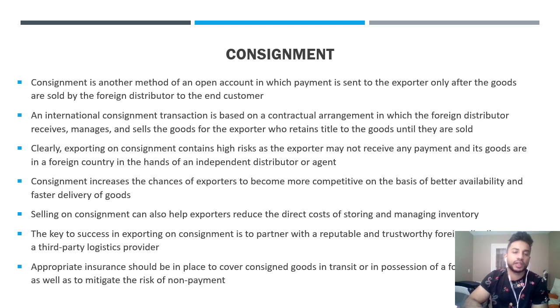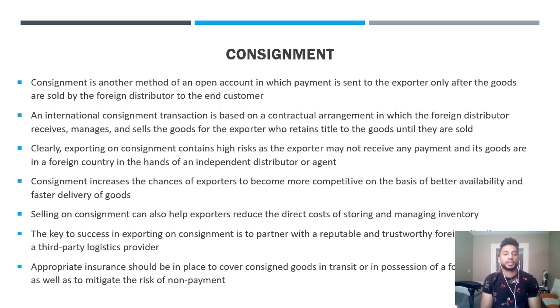Consignment is another method of open account in which payment is sent to the exporter only after the goods are sold by the foreign distributor to the end customer. International consignment transactions are based on a contractual agreement in which the foreign distributor receives, manages, and sells the goods for the exporter, who retains title of goods until they are sold. Clearly, exporting on consignment contains high risk. The exporter may not receive any payment, and its goods are in a foreign country in the hands of independent distributors. Consignment increases the chances of exporters to become more competitive on the basis of better availability and faster delivery of goods. Selling on consignment can also help exporters reduce the costs of storing and managing inventory.